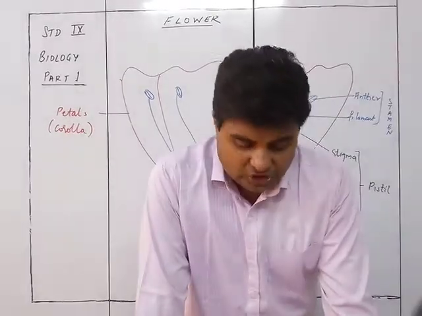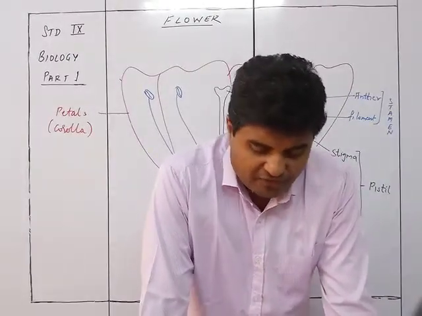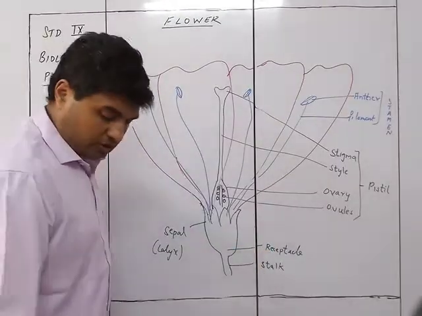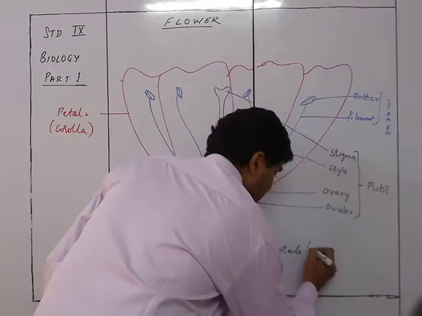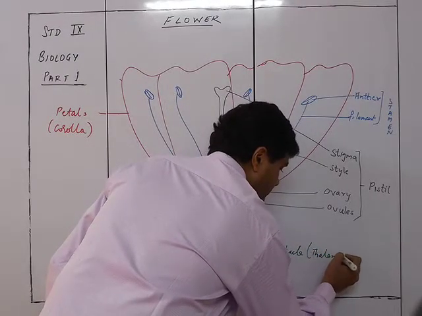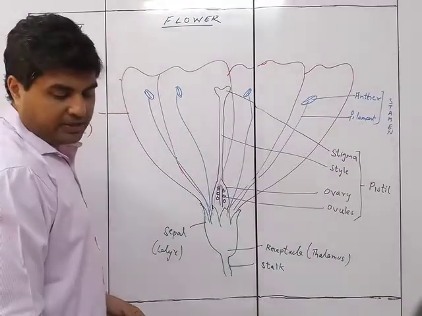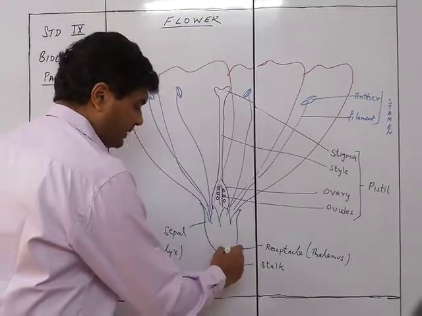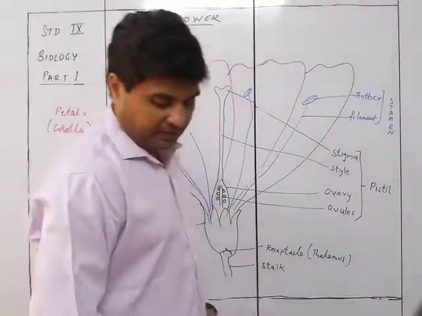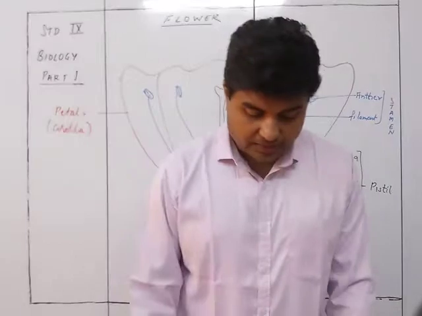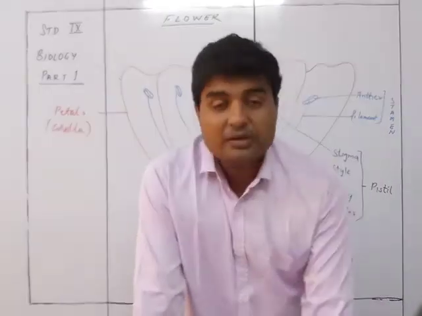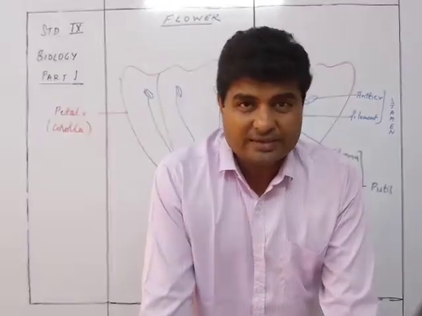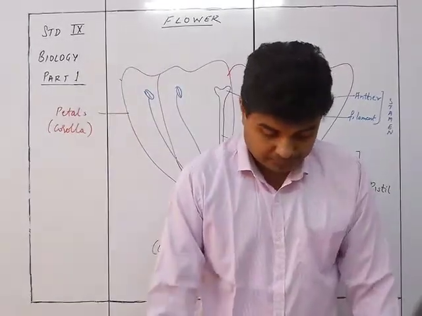The tip of the flower stalk may be expanded to form a cup-shaped receptacle called thalamus. So receptacle, as I told you that time, is also called thalamus. This cup-like structure over here is the receptacle or the thalamus, which is at the bottom, the tip of the flower stalk.